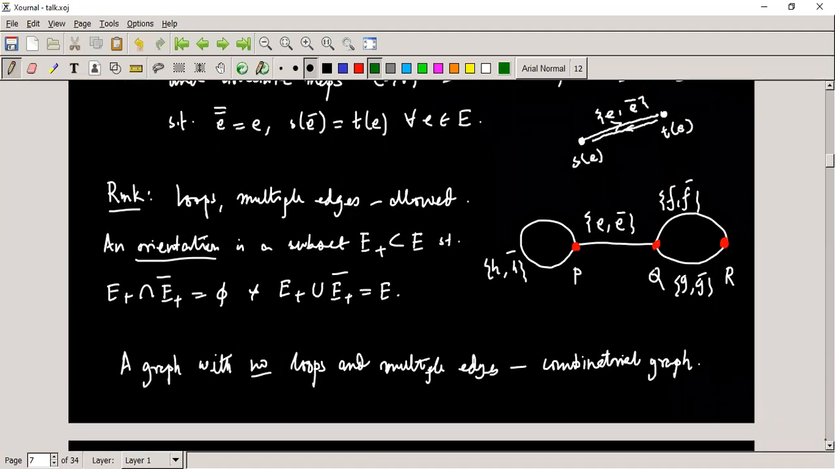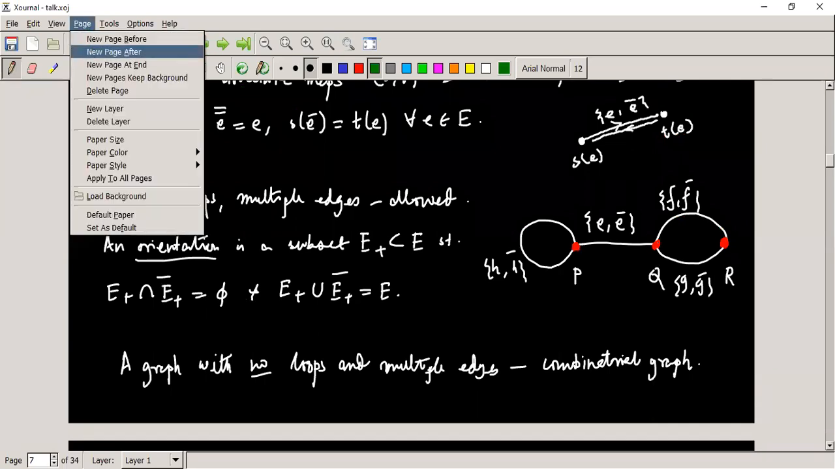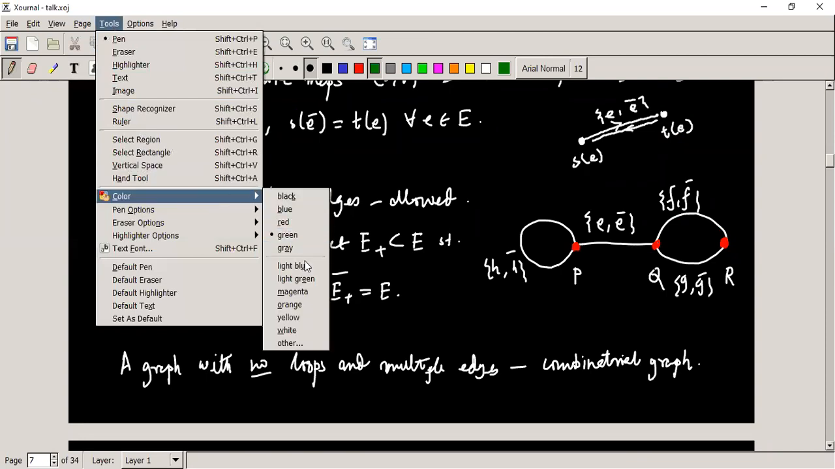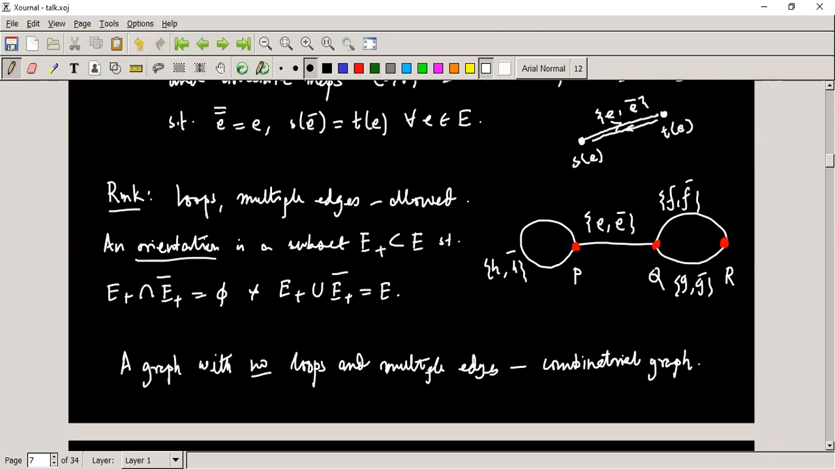I hope the definition of graph is clear. And the point really is that you don't want to fix a direction. But note that you can fix an orientation on the graph by choosing directions for each edge. How do you do that? You choose a subset of edges E plus such that E plus intersects E plus conjugate trivially, and E plus union E plus conjugate is equal to E. So for each edge, you're choosing one of these symbols. That will give you a direction.